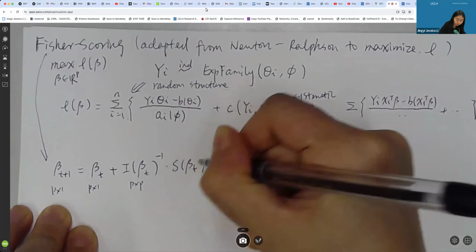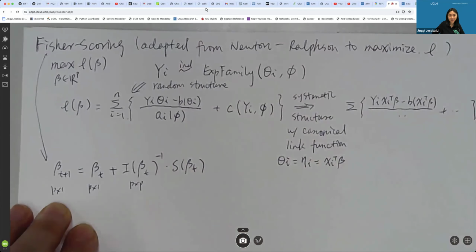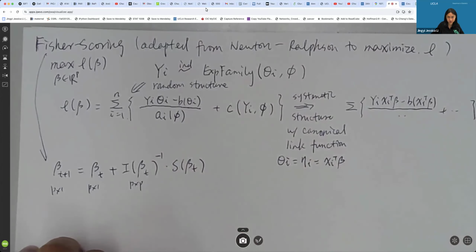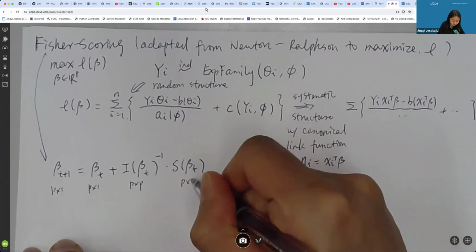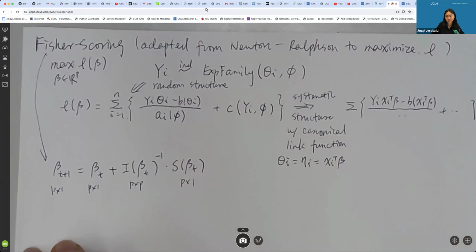Okay, now let me ask you this question to help you engage. How do we define scoring function? The scoring function, I can give you the hint that it's a vector, p by 1. What is the definition of a scoring function? Any volunteer on the Zoom? You can unmute yourself to speak.